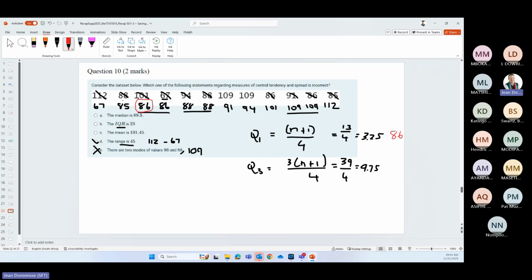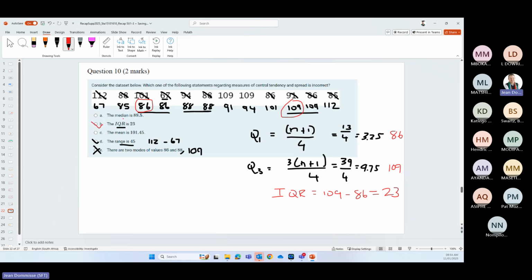So we have 1, 2, 3, 4, 5, 6, 7, 8, 9, 10, which is 109. So to get to the interquartile range, it is 109 minus 86, which is equal to 23. So let's just check. There it is.